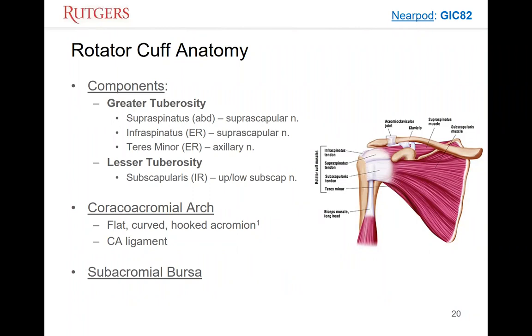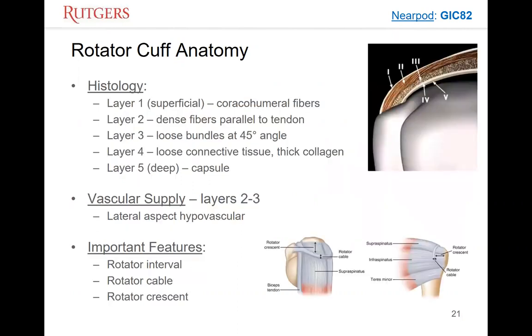Between the rotator cuff and the acromion lies the subacromial bursa, which facilitates gliding of the rotator cuff. However, inflammation within the bursa is frequently encountered with rotator cuff tears, and bursectomy is frequently performed at the time of surgery. At the microscopic level of the rotator cuff, it's also important to understand the organization of the tendon.